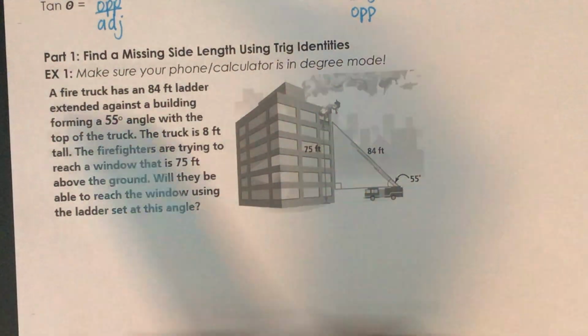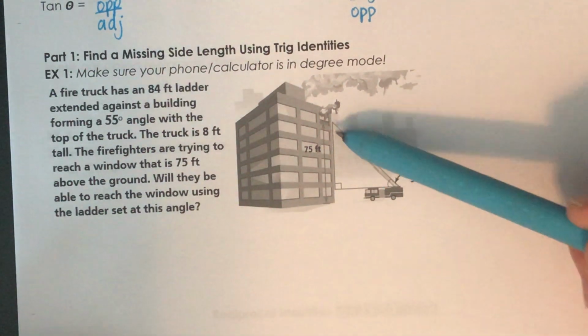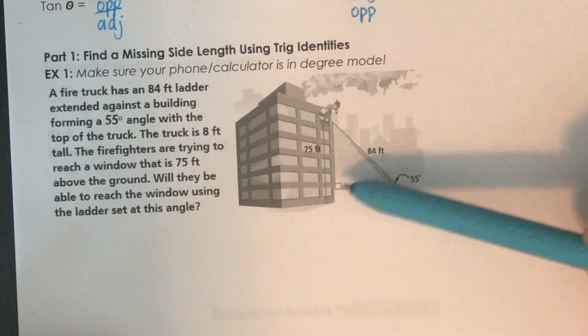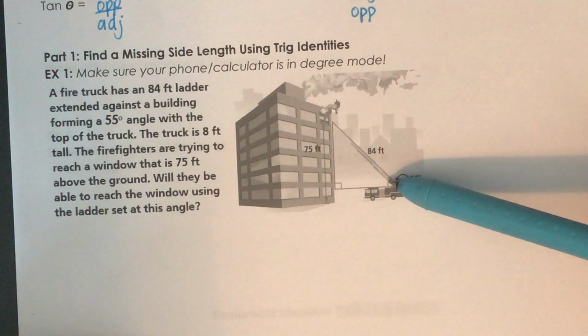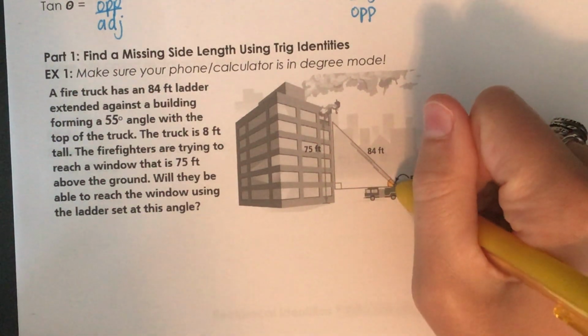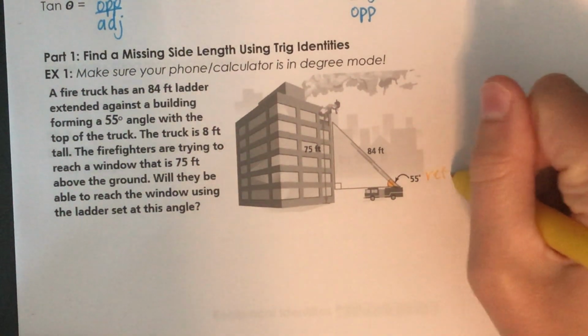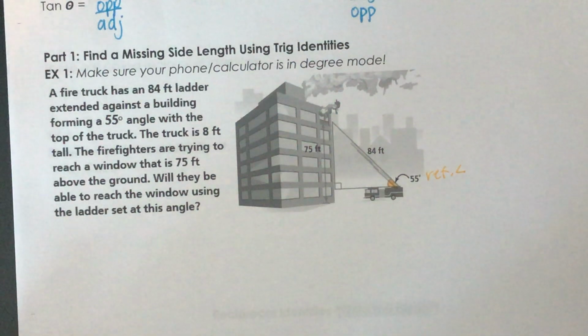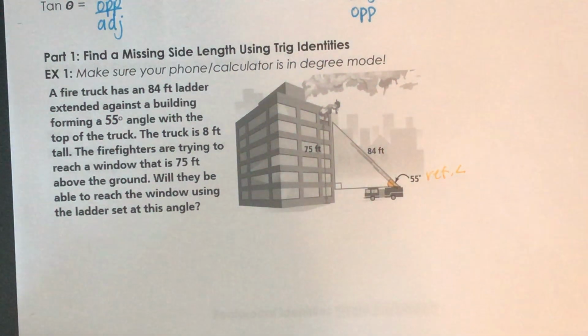Okay, so we've got ourselves our picture here. I've got a right triangle. Here's my 90 degrees. I know that down here I have a 55-degree angle. And remember, in the last video, we colored that angle and we marked it. We called that our reference angle. So you want to make sure you do that again as well over here.